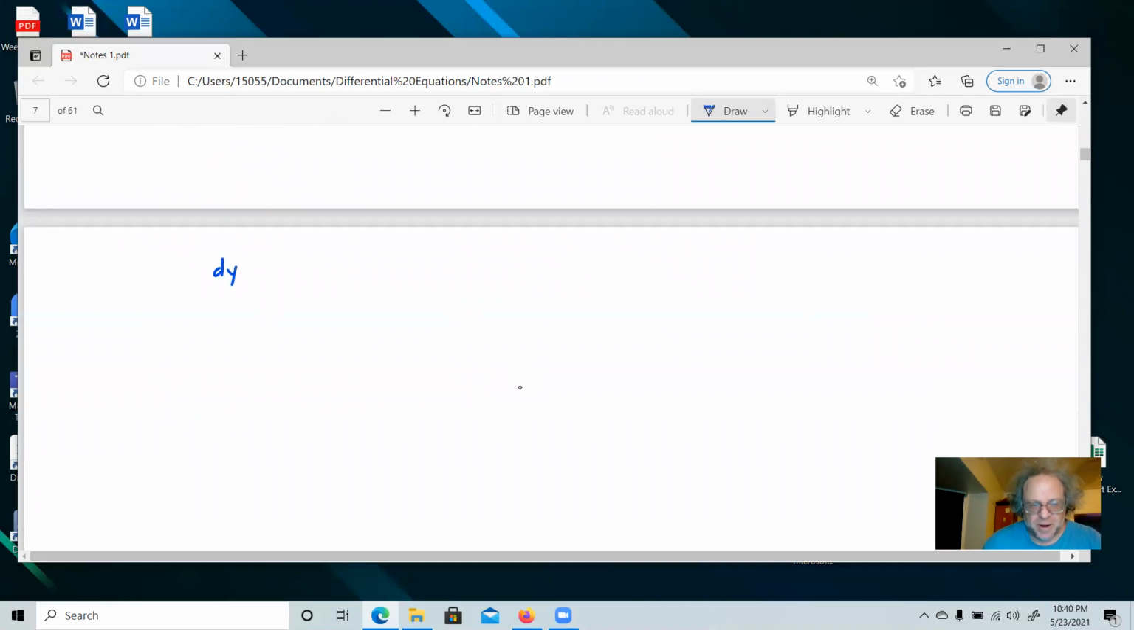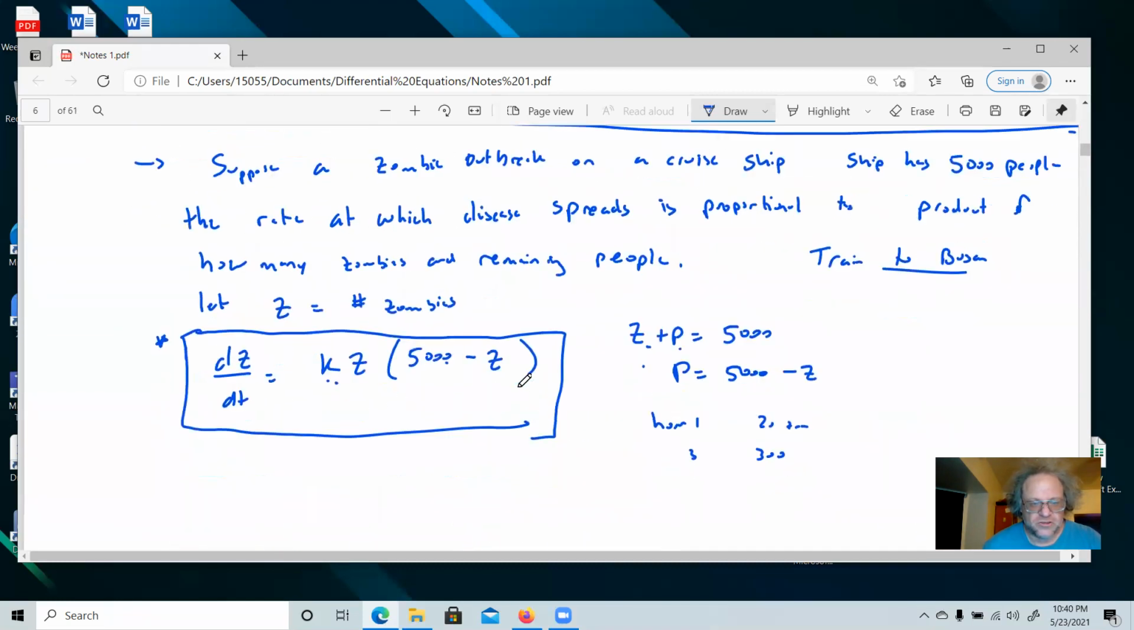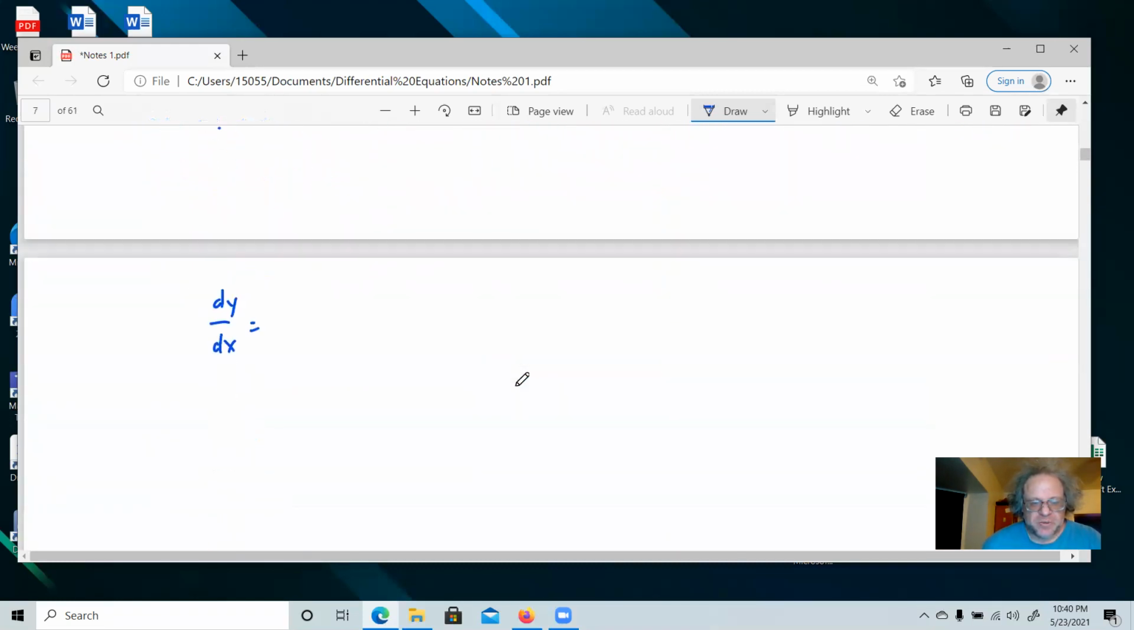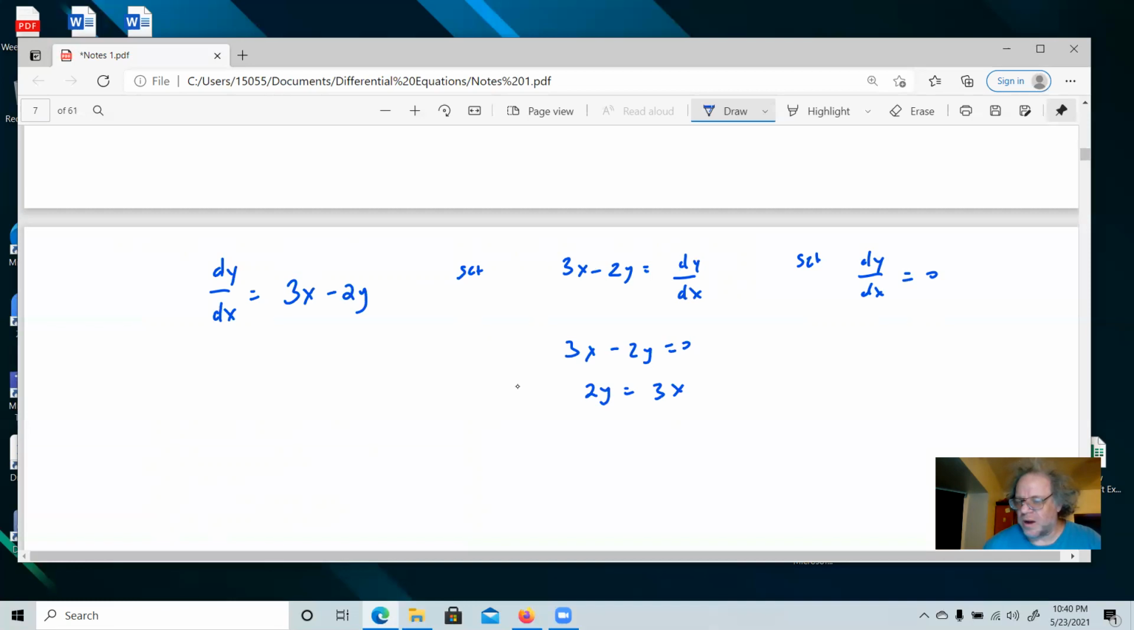We've got dy by dx, and that was equal to, what did I say? 3x minus 2y. There we go. And what I want you to do is, instead of setting the x's and y's, we're going to say 3x minus 2y is equal to dy by dx, and we're going to set dy by dx equal to 0. So we have 3x minus 2y equals 0, so 2y is equal to 3x. We'll swap the sides and say y is equal to 3/2 x.